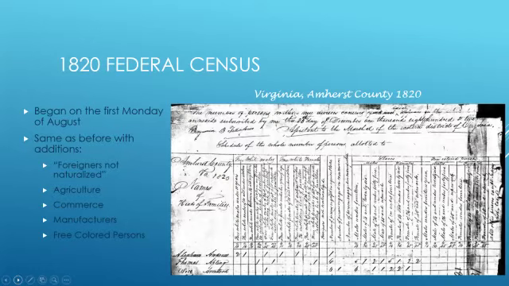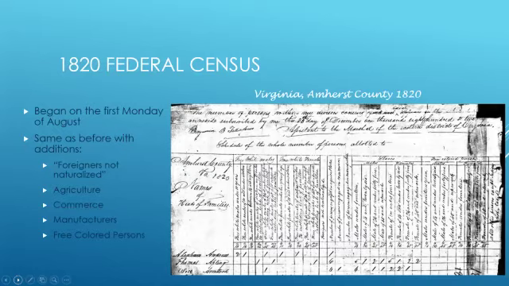So the 1820 federal census began on the first Monday of August, and that was because I believe that year the first day of August fell on a Sunday. We don't work on Sundays in 1820. And the questions were the same as before, with the additions of some more details. And then you can see here in the columns, we have free white males, free white females, and then slaves. And then it's male slaves and female slaves. And then free colored people. And so that's the language that they used during this 1820 federal census.